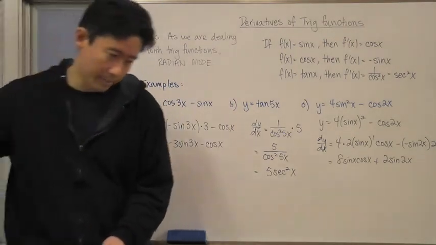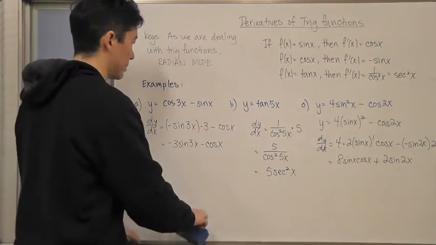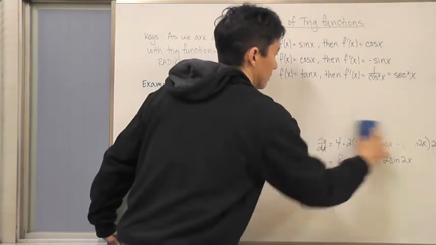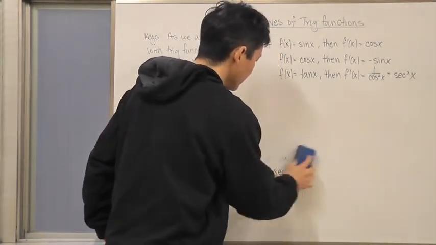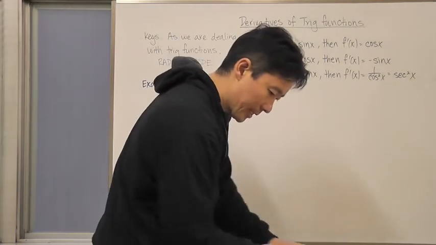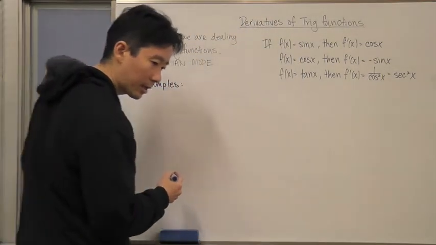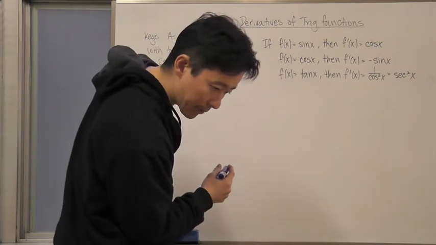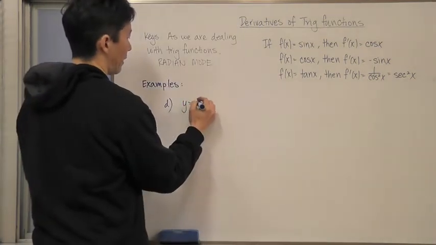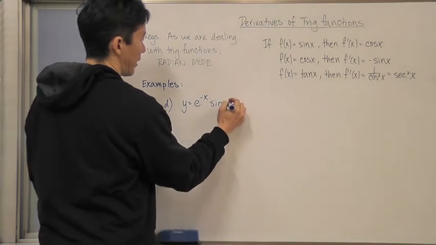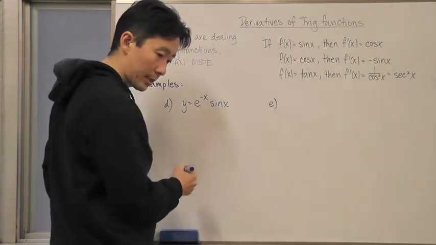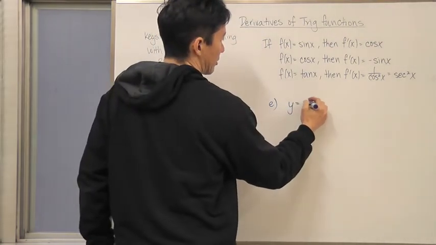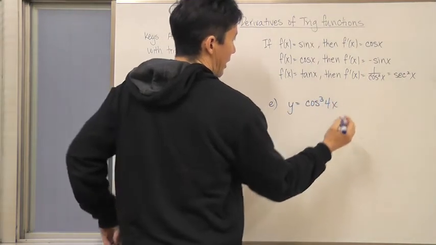So let's go ahead and take a look at a couple more difficult examples. Make sure that we can also tackle some of those. And let's say that this is example D. Let's say that we have y is equal to e to the negative x sine of x. Okay, and then let's take a look at one more. Let's say we look at y is equal to cosine cubed of 4x.